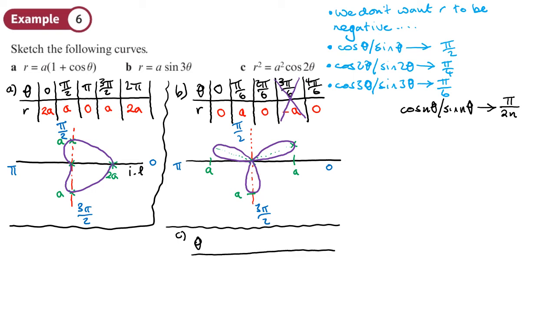So we've got cos 2 theta. So that means we're going to go up in values of pi over 4. Pi over 4. Whoops, starting from 0. And like before, when we work out r, if there are any negative values for r, we ignore them. 3 pi over 4, 4 pi over 4. Let's just write it like that.